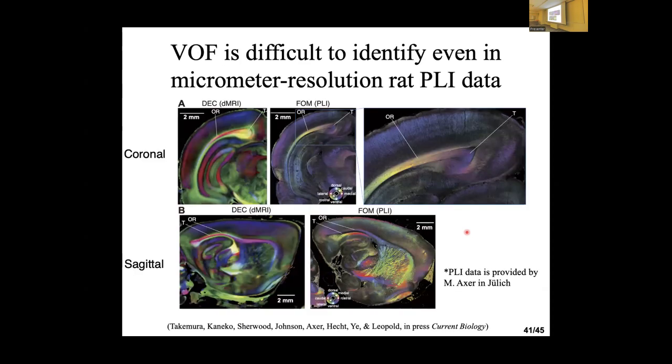So to address this question, we also collaborated with Marcus Axel. They have high resolution MRI data already acquired from rat brain. He provided some coronal section rat data as well as sagittal section male rat MRI data acquired from different brains. Overall, the diffusion mapping data and fiber orientation map and MRI have good agreement with each other.